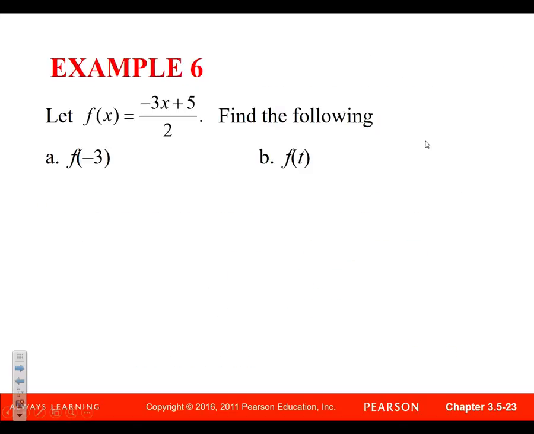Moving on. Okay. Go ahead and evaluate those two, please. Find f of -3 and f of t.